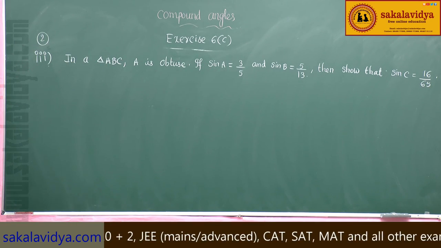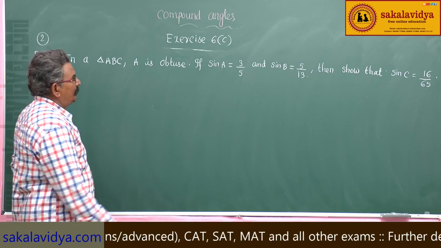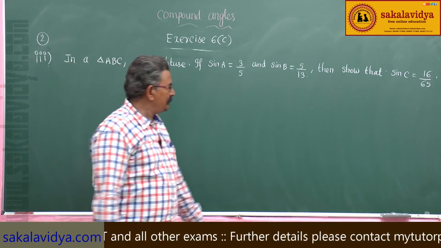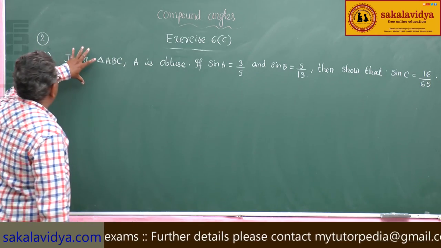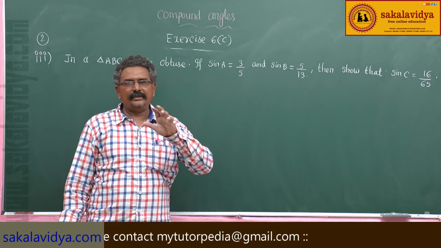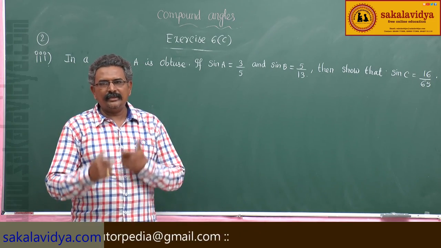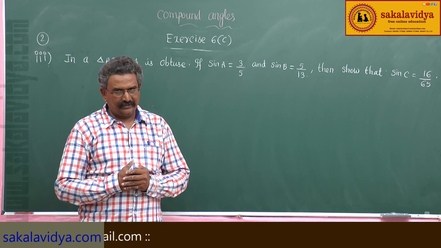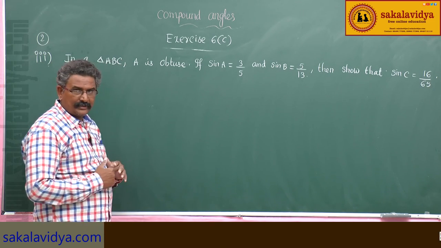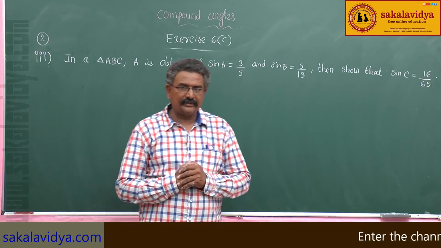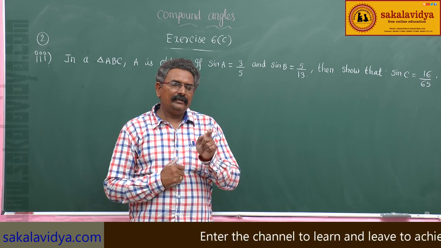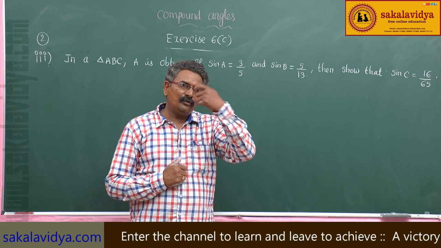This is a very interesting problem. Here we have different concepts to be integrated. In a triangle ABC means that A plus B plus C is equal to 180 degrees. The sum of the interior angles of a triangle is 180 degrees. And A is obtuse is given. A is obtuse means A is more than 90 degrees. That means A lies in the second quadrant. In a triangle, the angle cannot exceed 180.